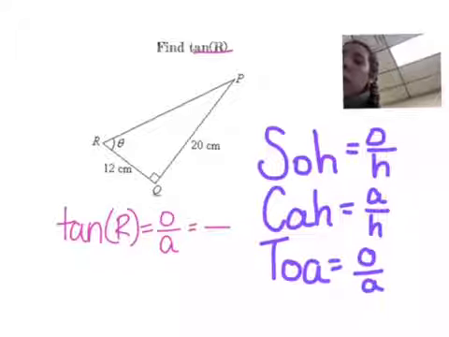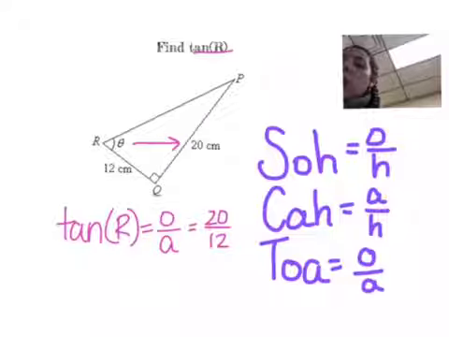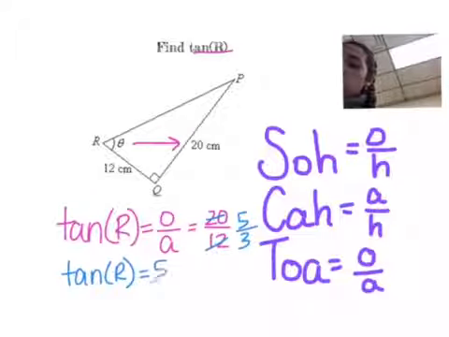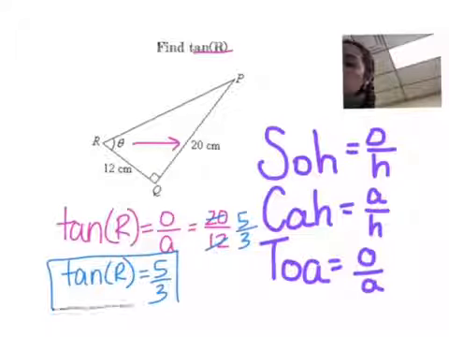So if we look at the triangle that we're given, the side opposite to angle R is 20. And then the side adjacent to angle R is 12. So here all we need to do is simplify the fraction, or if you want, you could convert it into a decimal. So here we could simplify by 4. So if we simplify by 4, we get 5/3. So you could say tangent of R is 5/3. And that's how you would solve that one.